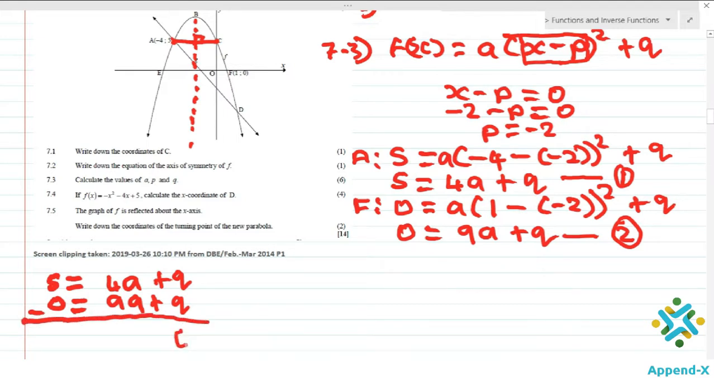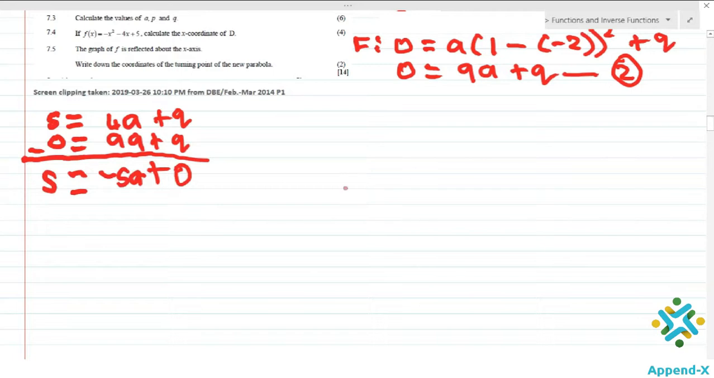Now q minus q is 0, plus 4a minus 9a, that will be -5a, and 5 minus 0 will be +5. Now solving for a, we get that a is equal to -1, okay? Now we have a, we are going to substitute a into equation 2 to solve for q, okay? Let me just create some space.